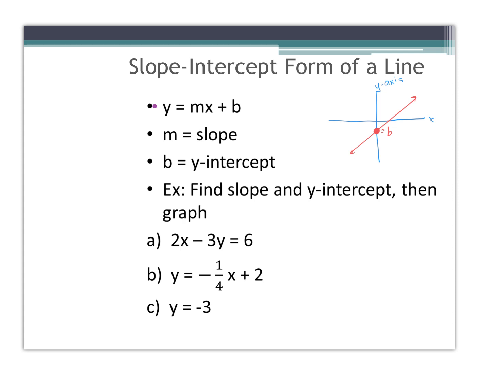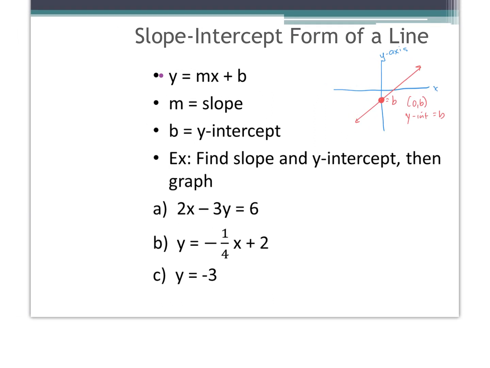And our b can be written as an ordered pair. It would be x is 0 and y is b, or you can just say that the y-intercept equals b, okay? And then again, your slope is going to come from counting rise over run, or you're going to need another point. So if I ask you to find the slope and y-intercept and then graph, we're going to graph on the next slide, but let's first find the y-intercept and the slope.